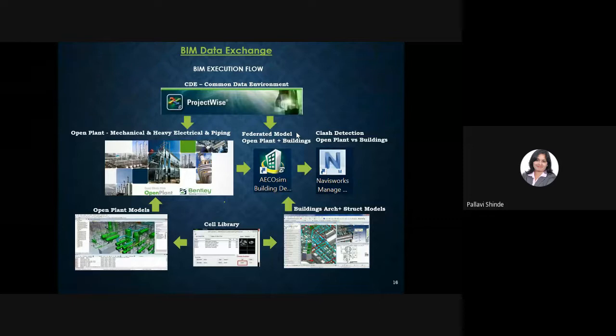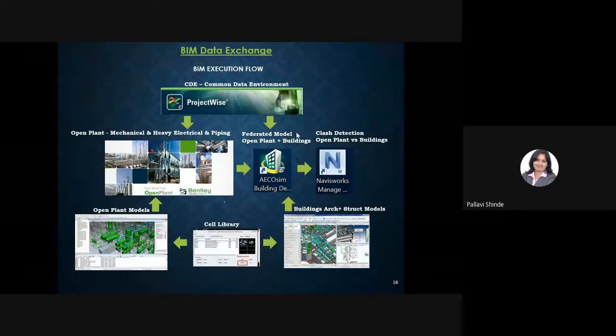Then finally, once the federated model, what do you mean by federated? It's an integrated model. Once it is built, then we can go for clash detection, that is with Navisworks Manage, which can give us multiple discipline clashes. Suppose I need to run a clash check for architecture versus structure discipline, then I can definitely run a clash test for two models only, not a complete whole model.